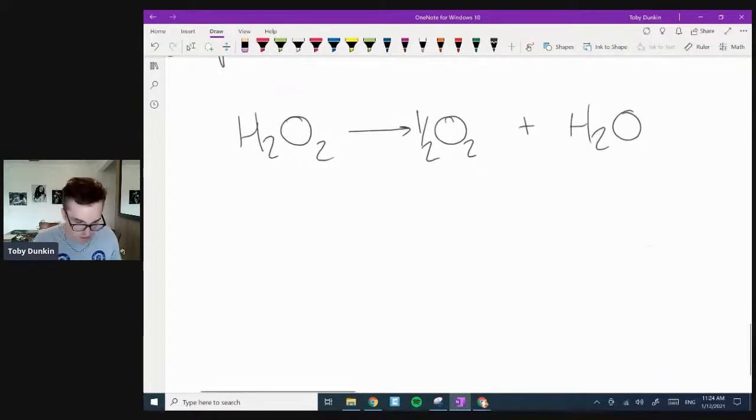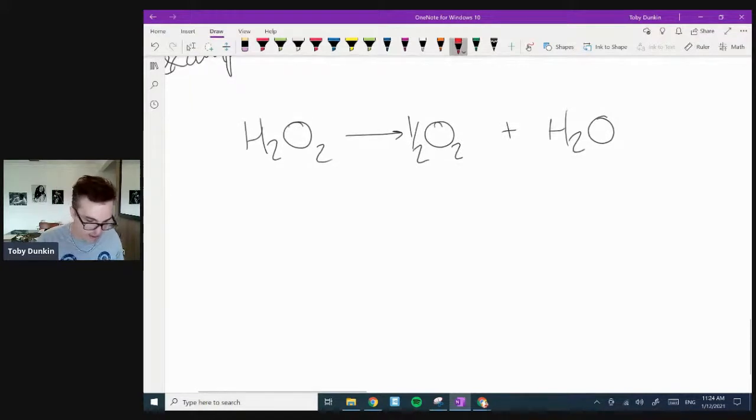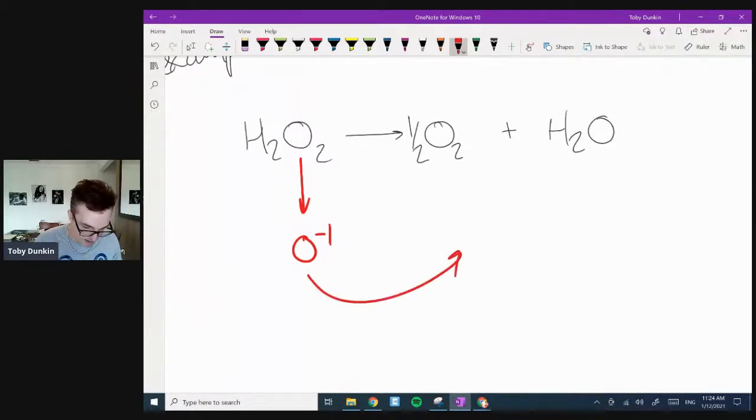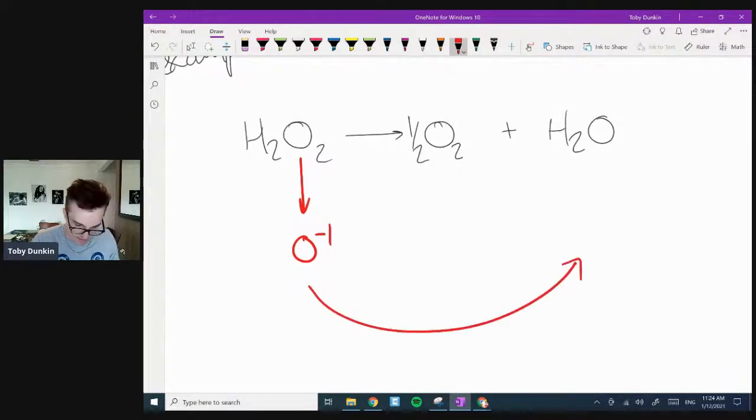So anyway, how is this disproportionation? The reason is the oxygen here is in an O1- oxidation state. This is an unusual state for oxygen to be in. And going over to here, it's becoming O2- in water.